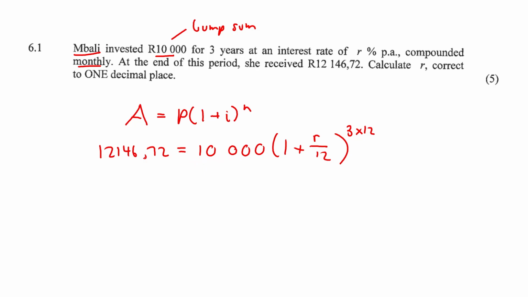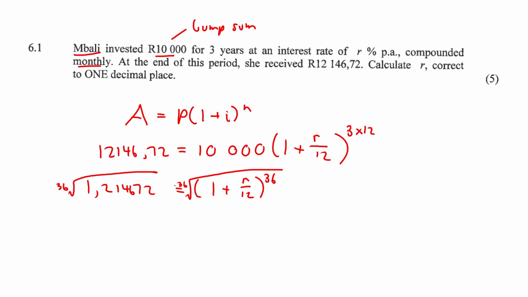So 12,146.72 divided by 10,000 is going to give us 1.214672, and that is going to be equal to (1 plus R over 12) to the power 36. Now to get rid of this power of 36, we need to root by 36. So the 36th root, because remember, we want the 36th root to cancel out with this power of 36. That's just going to give us 1 plus R over 12.